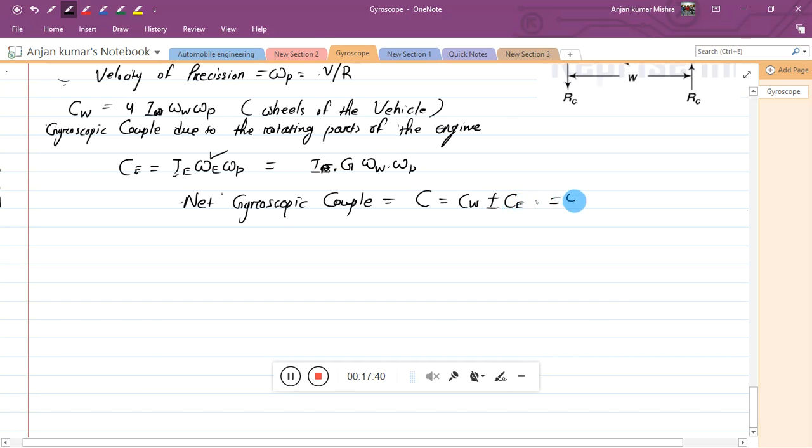So that will be equal to 4 IW omega W omega P plus or minus IE G omega W multiplied by omega P. If we take omega W and omega P common from this expression, it will be reduced to omega W omega P times (4 IW plus or minus G IE). This is the final expression for net gyroscopic couple. So let me write it here.